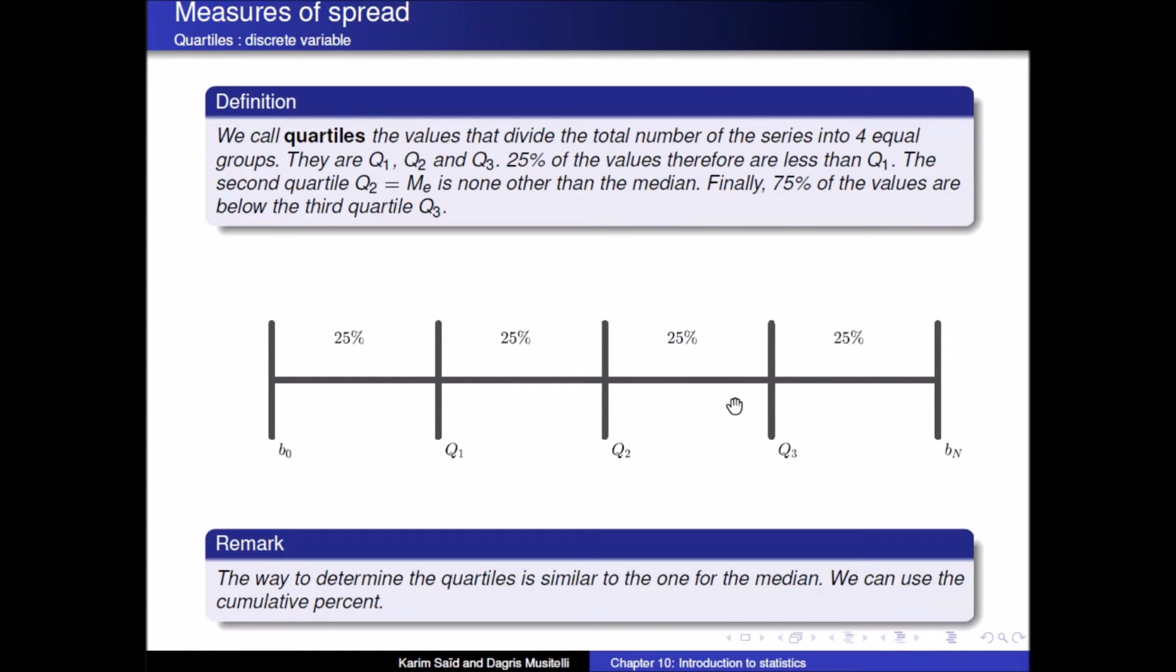And the third quartile, we write it as Q3. 75% of the values are less than this and only 25% more than the value of Q3, the third quartile. It's really like the median, but with 25% and 75%.